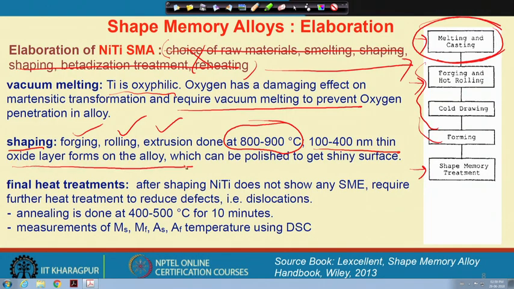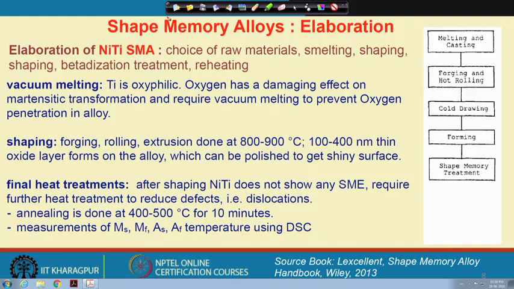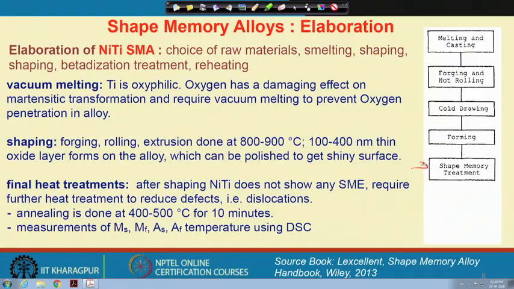Also there may be a little nickel oxide formed. However, we can get rid of this oxide layer by a simple metallographic polishing technique, in order to get a very shiny appearance, like stainless steel. However, after the shaping treatment, we need a final heat treatment.